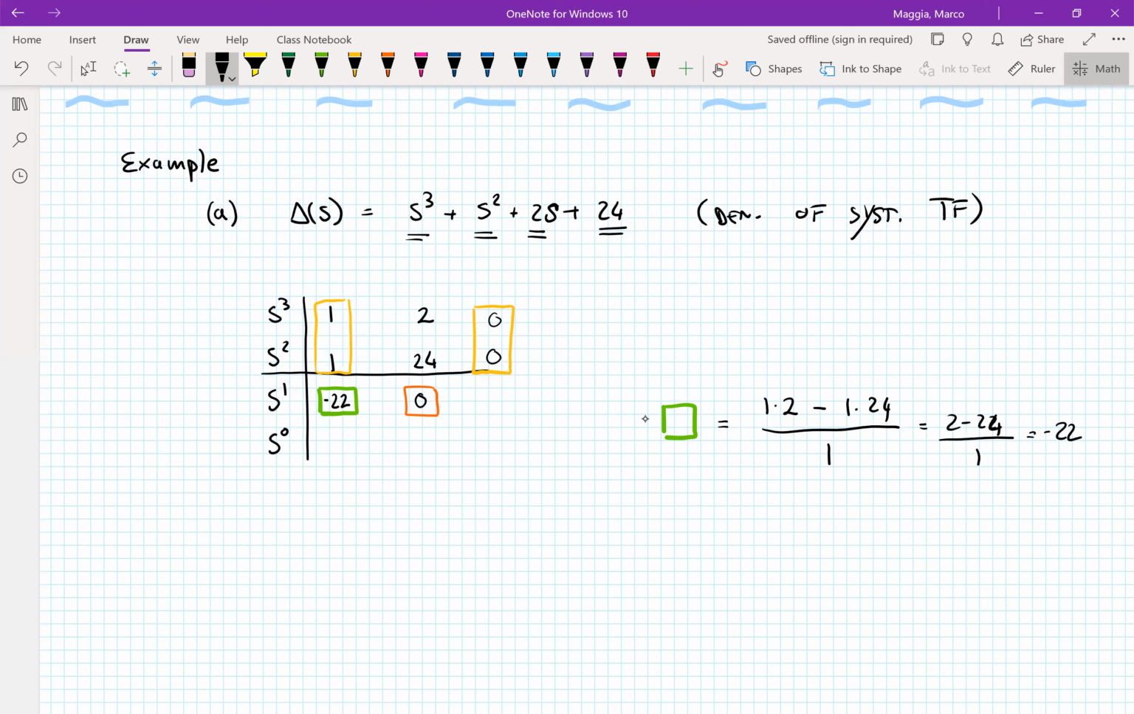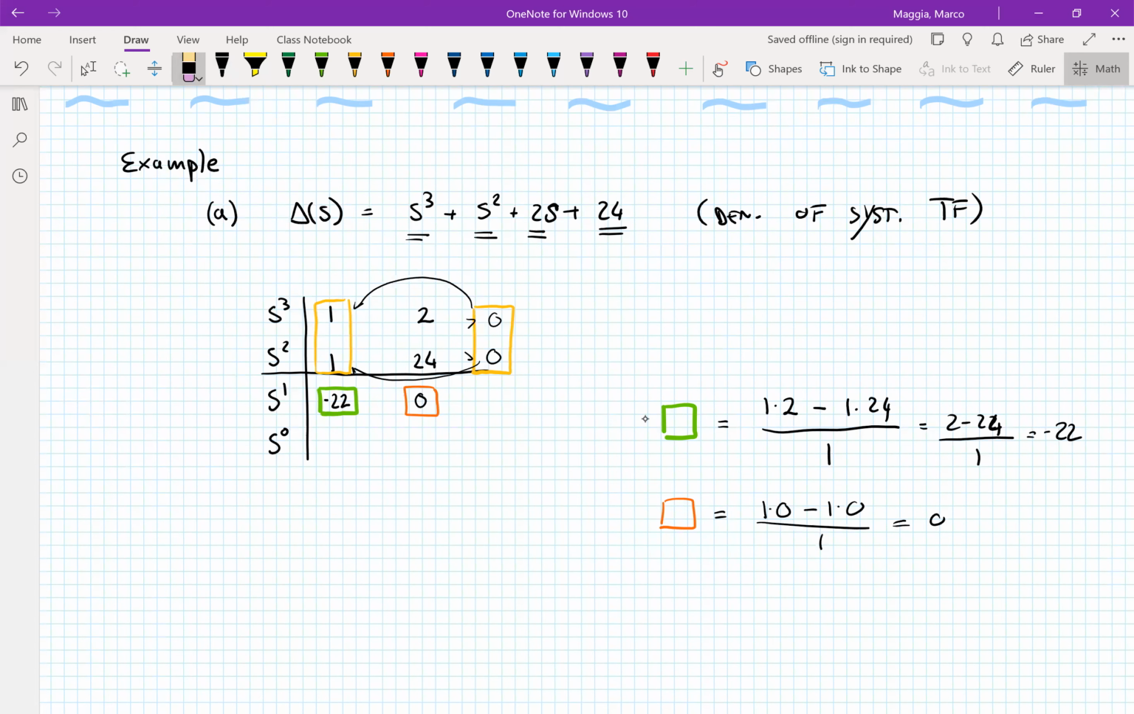And if you don't trust me, we can do it step by step first. So here we would have 1 times 0 minus 1 times 0 divided by 1. So you'll simply have 0. So if you want to compute an element that refers to a column with both zeros, then the element itself is 0.